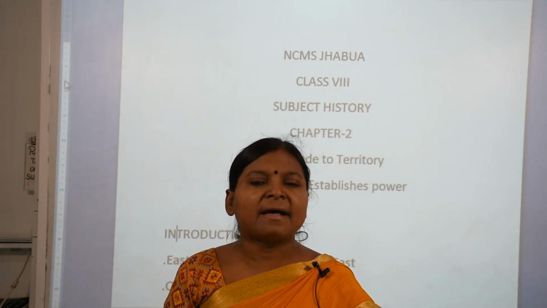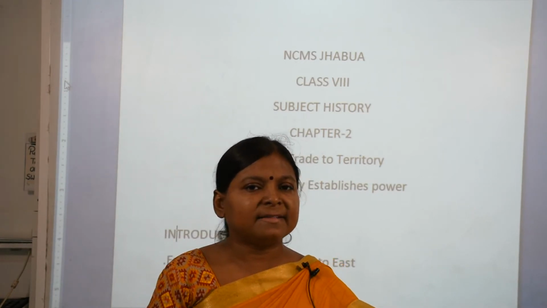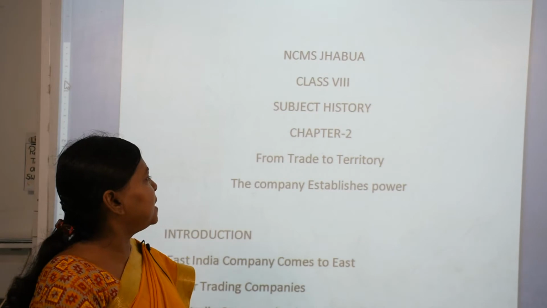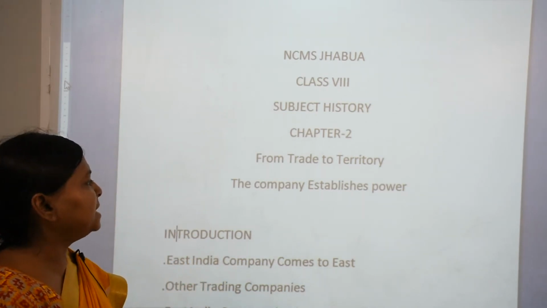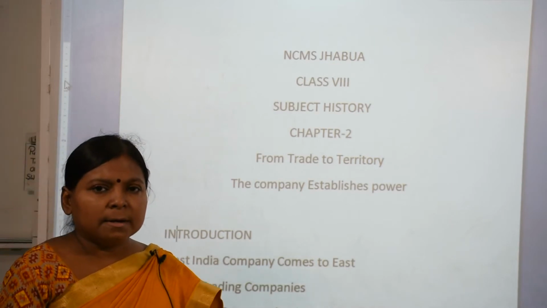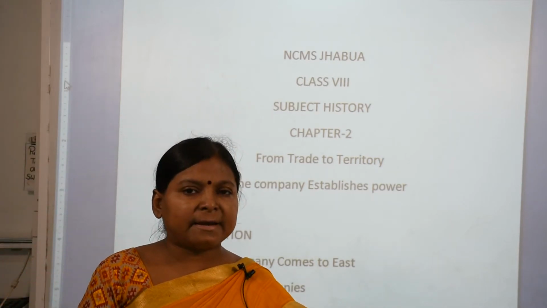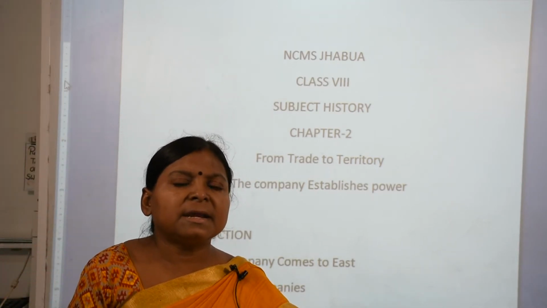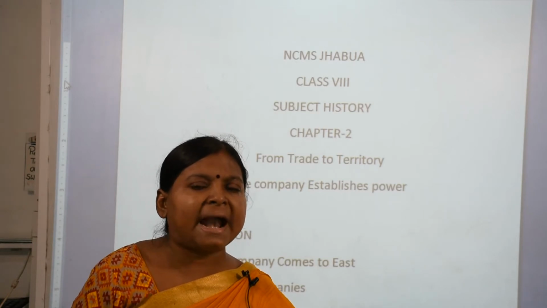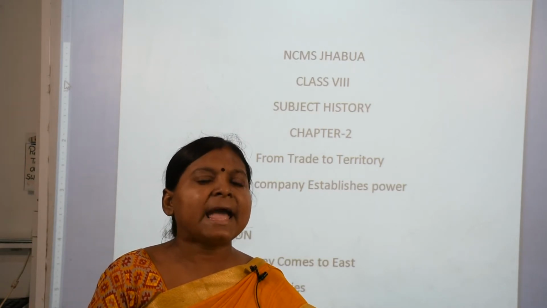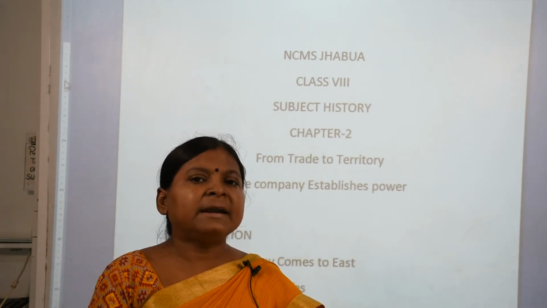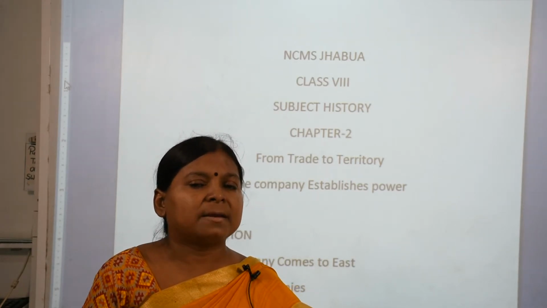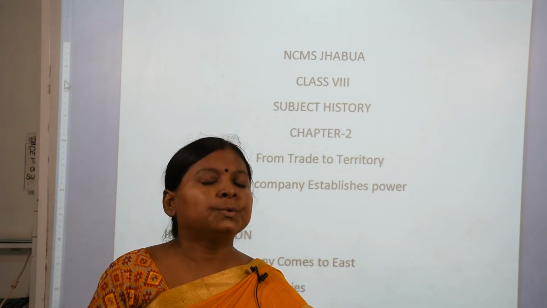Today I am taking class 8 Social Science History Chapter 2, From Trade to Territory: The Company Establishes Power. My dear students, in this topic you will study how the East India Company, a small company, entered India and acquired power. We are going to study in detail what tricks they used in India to establish their empire.